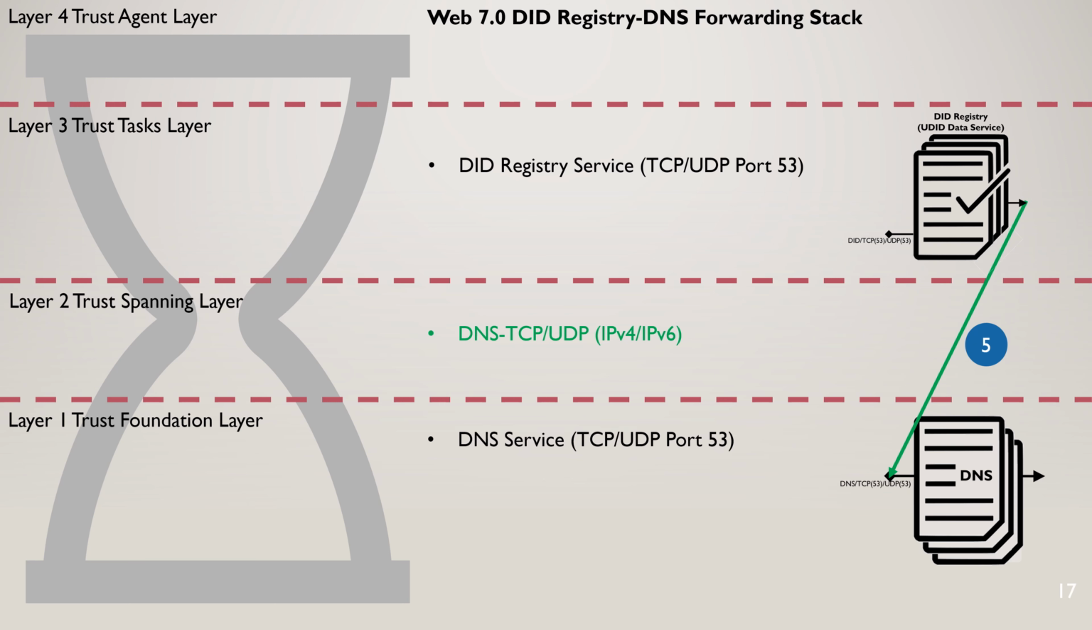SAM stack number 5 is showing a DID registry being connected to a DNS server. This is going to seem very mysterious, and I'm not going to go into any explanation here, but just trust me that it works. So we end up with a chain of DID registry 1 forwarding to DID registry 2, DID registry 2 forwarding to DNS1, and DNS1 forwarding to DNS2.